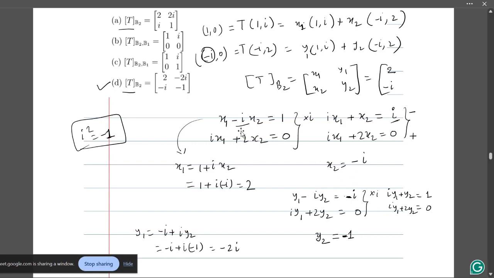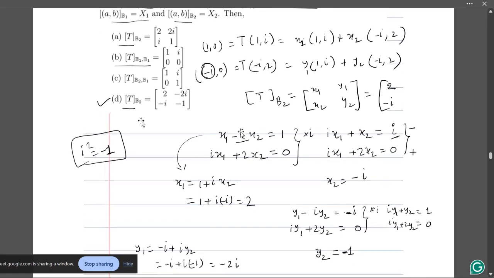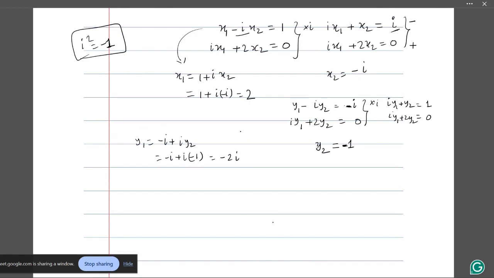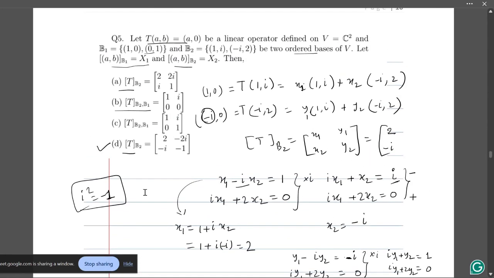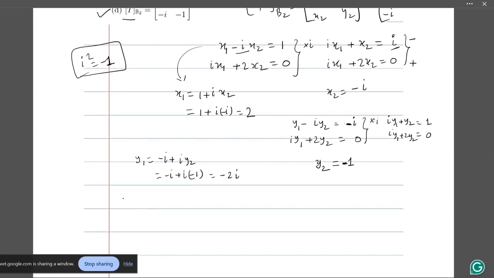Let's see. It is only one option that is correct. They are not saying anything about whether only one option is correct, so we have not checked about this thing. Okay, let's see. We want B1 and B2. So what is B1? B1 is the standard basis. Good. It is easy to calculate.